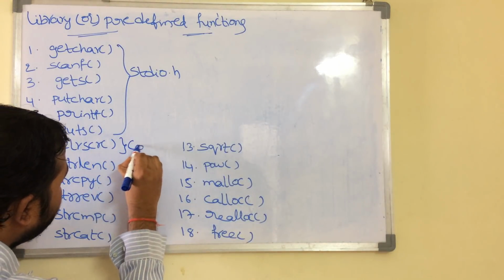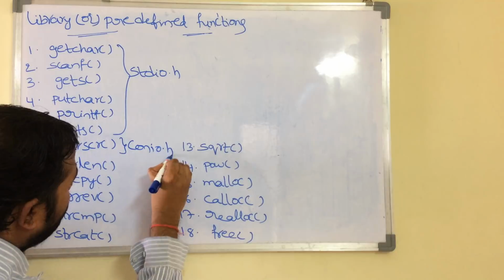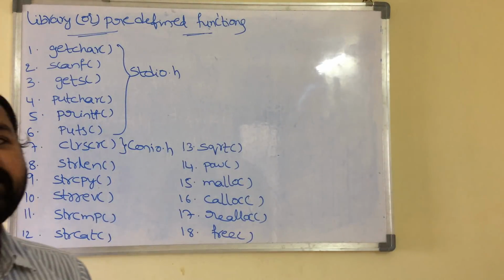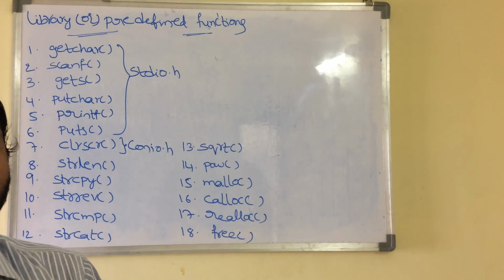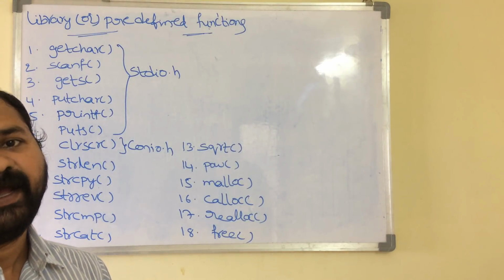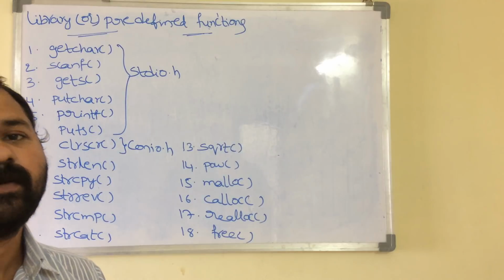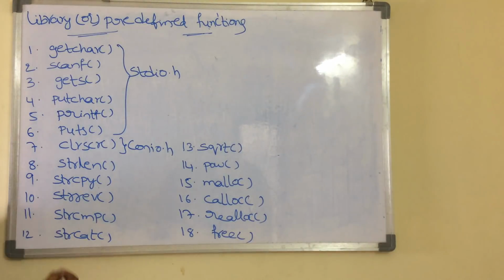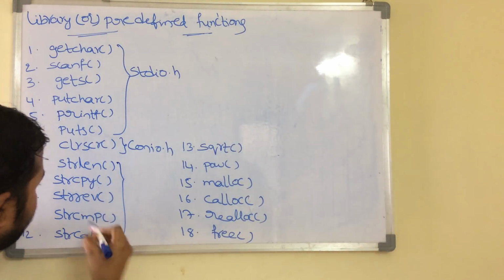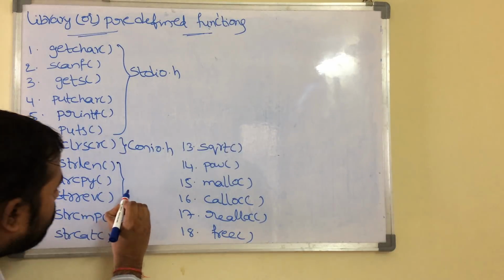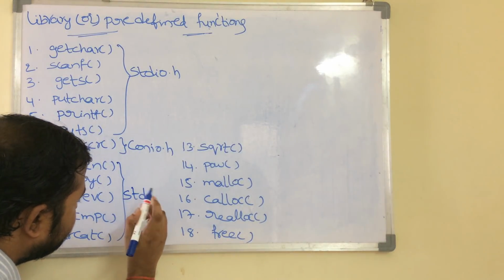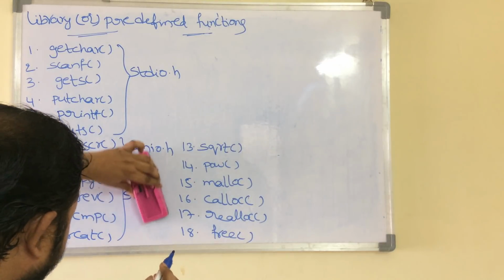clrscr function is available in conio.h. Conio stands for console input and output. Here console means it may be either keyboard or monitor. And the remaining functions are strlen, strcpy, strrev, strcmp, strcat. All these functions are available in string.h.